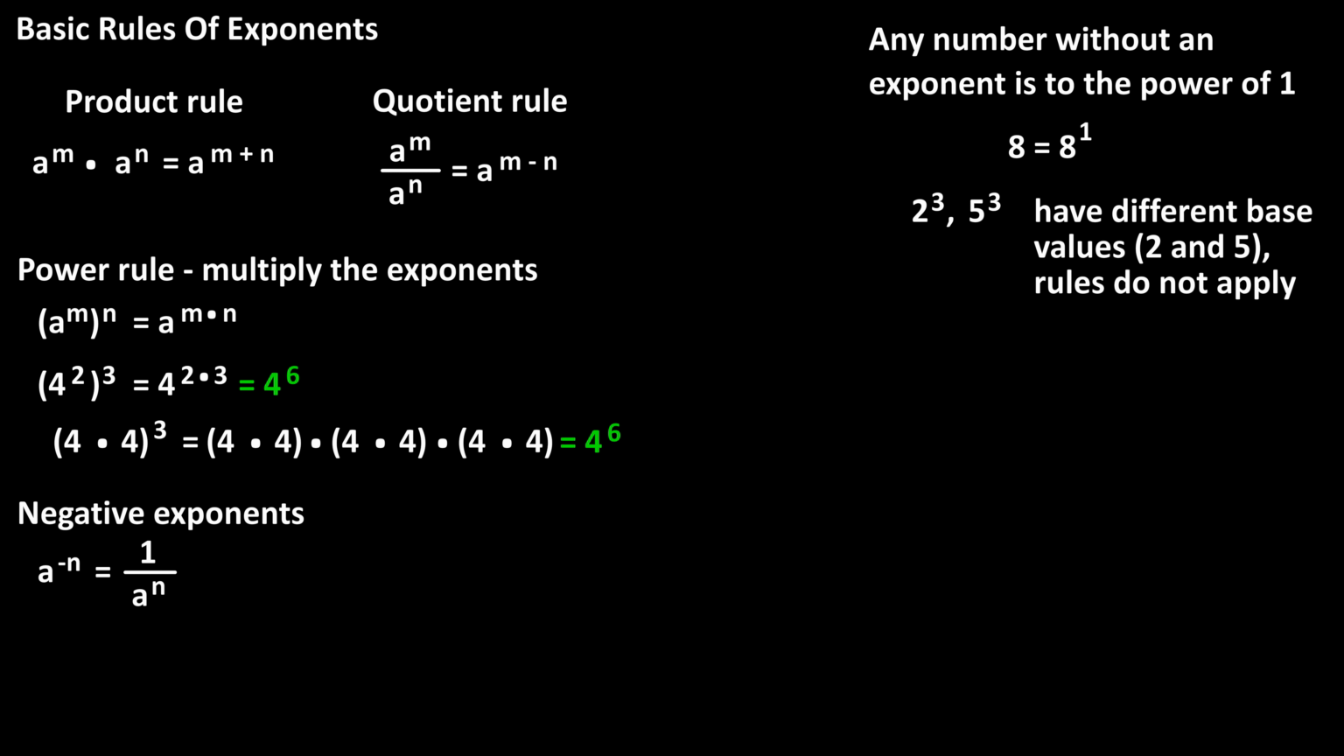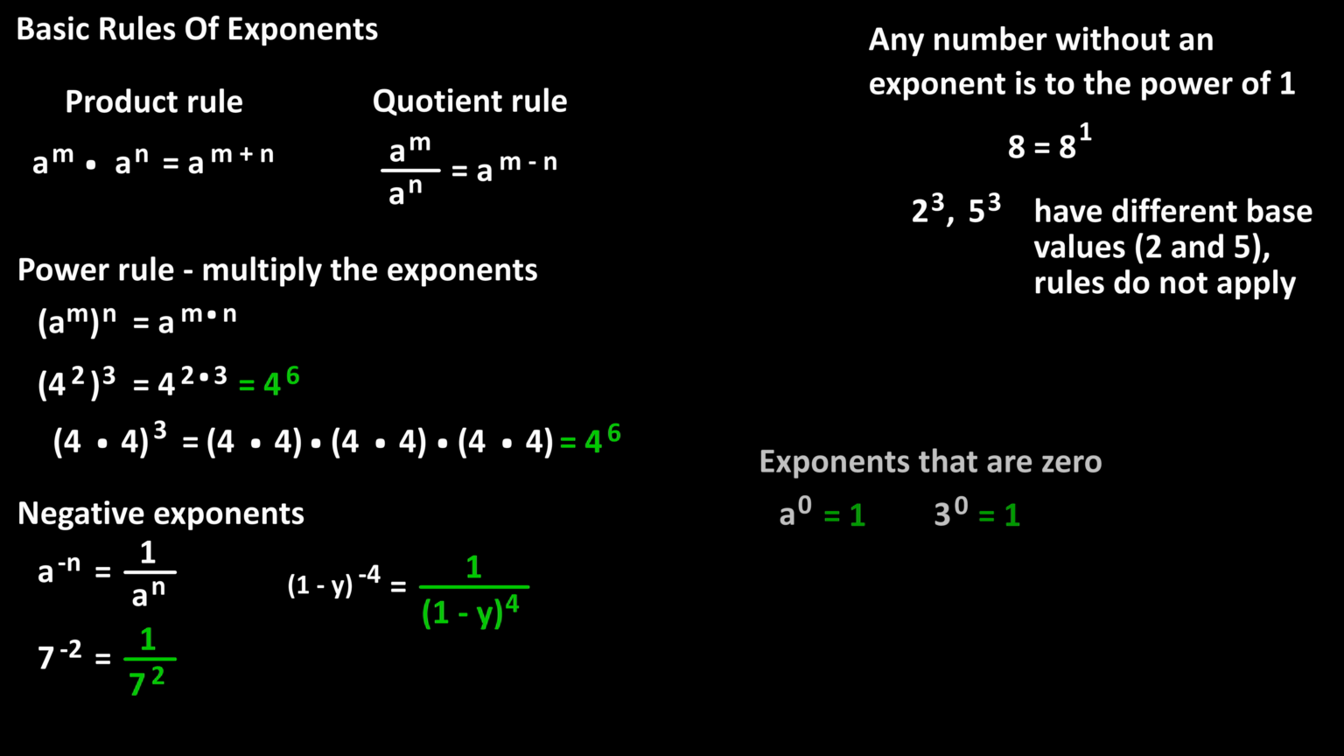The negative exponent rule is a raised to the negative n equals 1 over a raised to the n. So in this case, we put the number or quantity being raised to the negative power in the denominator, and the exponent becomes positive. For instance, 7 raised to the negative 2 is 1 over 7 raised to the positive 2. And the quantity 1 minus y raised to the negative 4 equals 1 over the quantity 1 minus y raised to the positive 4.